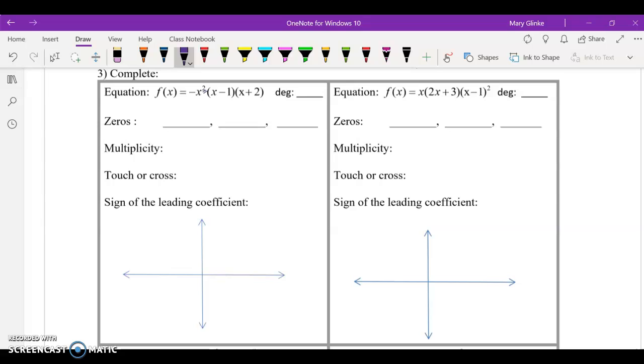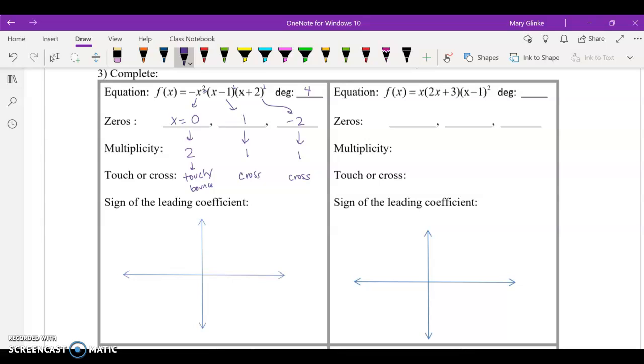Okay, so our degree here, we have 1, 2, 3, 4 x's. Our zeros are going to be at 0, 1, and -2. The multiplicity of 0, x happens twice for that one, once and once for the next two. Since this is 2, this is going to touch or bounce. Again, notice they're using a different word here. For the next 2, our multiplicity is an odd number, so it's going to cross.